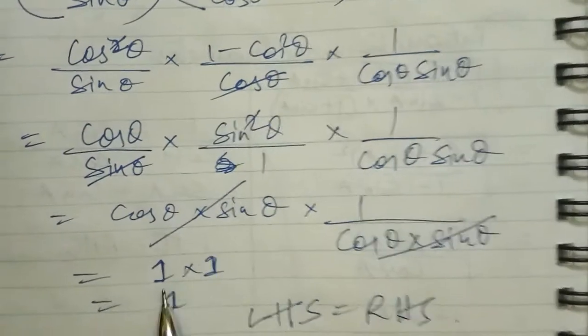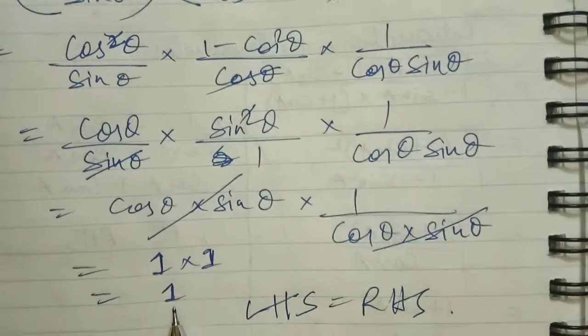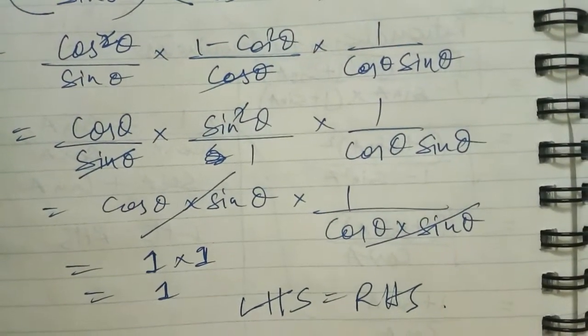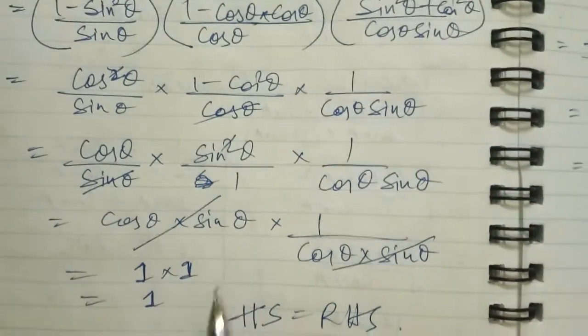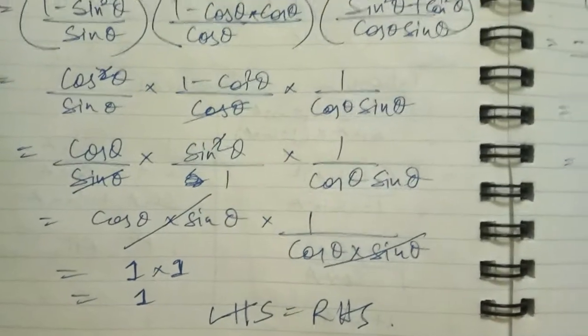Now from here, see, 1 into 1, what is the value coming? 1. So LHS is equal to RHS. I hope you have understood this part. See, LHS is equal to RHS. Okay, next, the very important part.